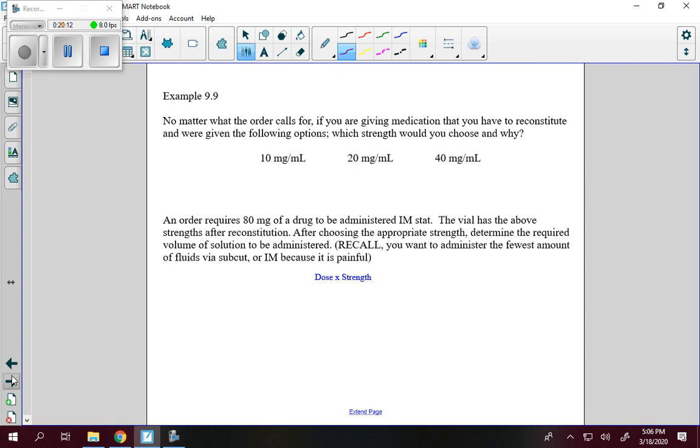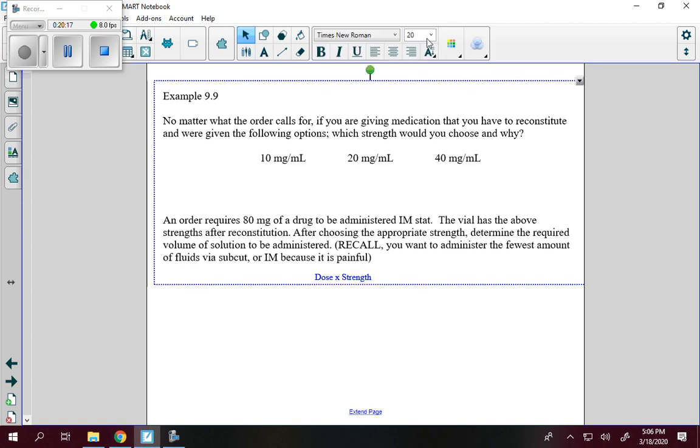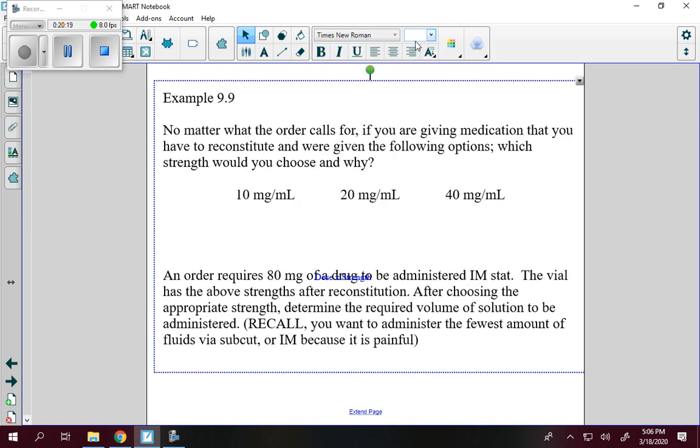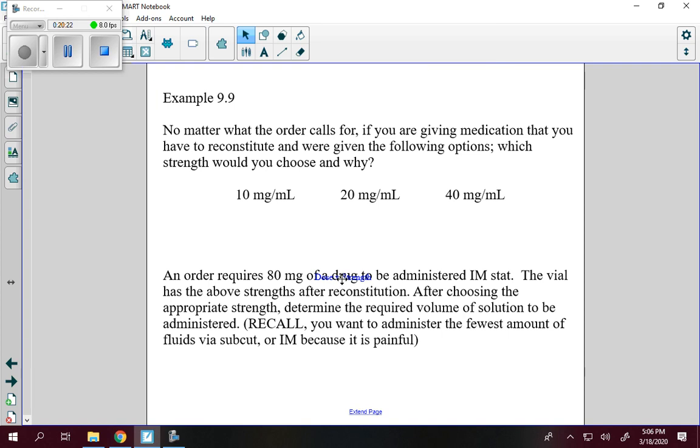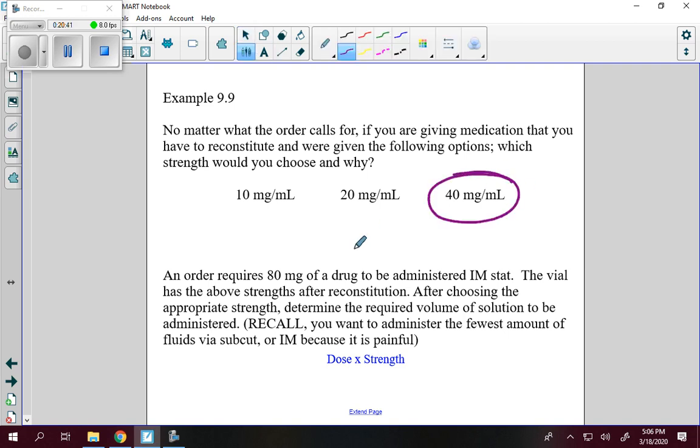So, in here, let's go to 26, a little bit bigger. No matter what the order calls for, if you're giving the medication that you have to reconstitute, and we're given the following options, which would you choose and why? No matter what your order called for, your strongest strength is what you would choose, because it's the strongest, and we would administer less.